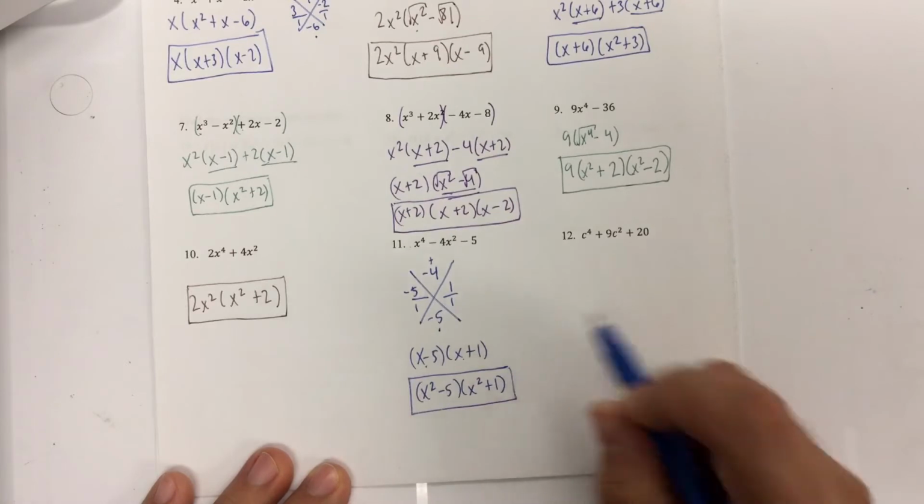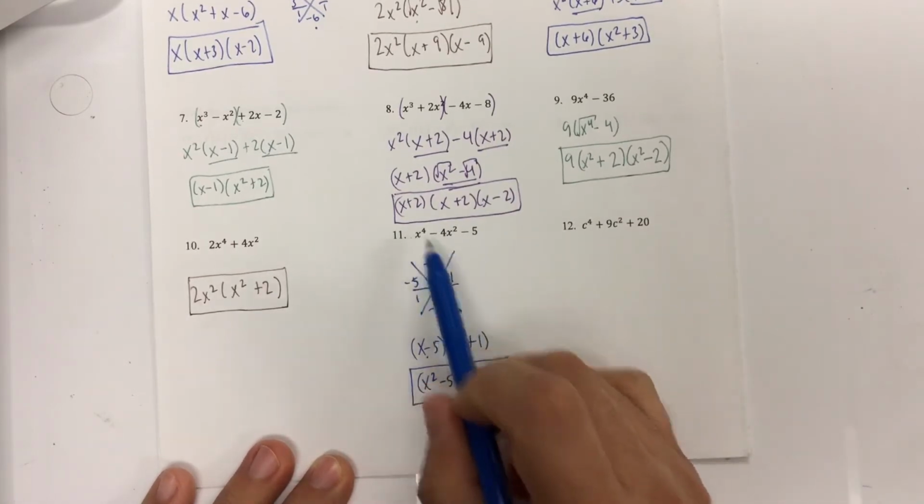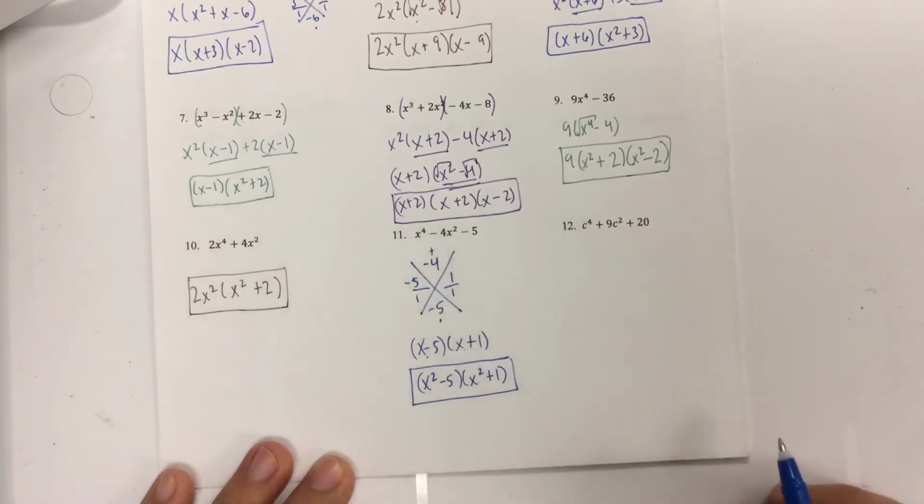Now, if you want to verify that this is correct, x squared times x squared is x to the 4th. When you FOIL the rest out, it will work out.